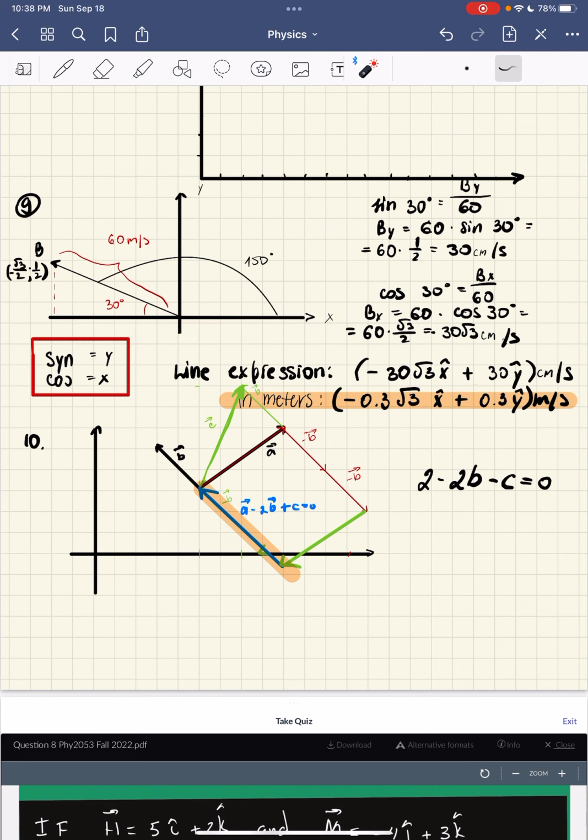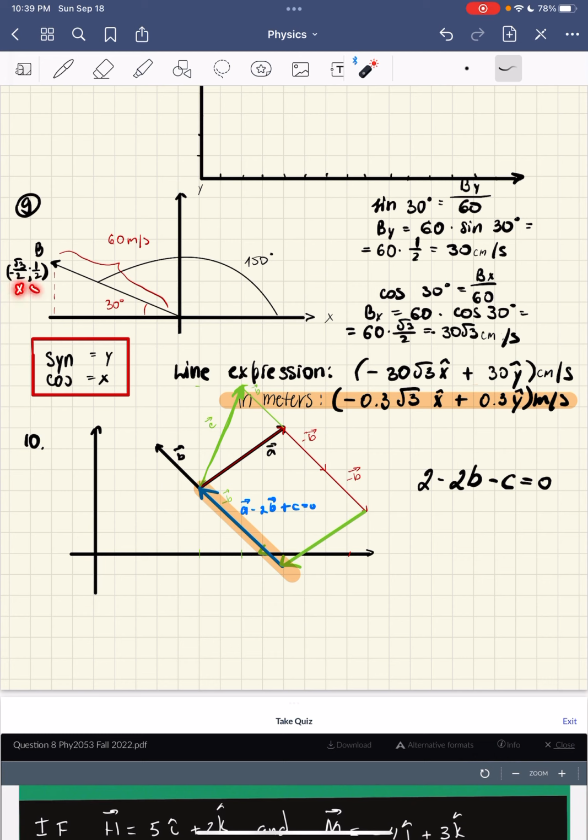We know that this angle is 150 and this angle is 180, right? So if we do 180 degrees minus 150 degrees, we get 30 degrees. So this angle is 30 degrees. I already know the sine and cosine, I memorized them. Sine and cosine of 30 degrees are square root of 3 divided by 2 and 1 over 2.